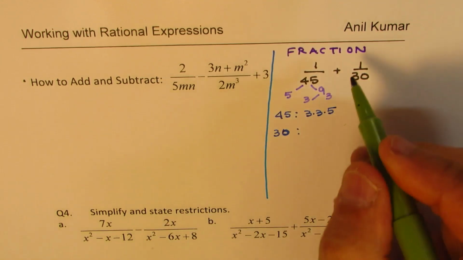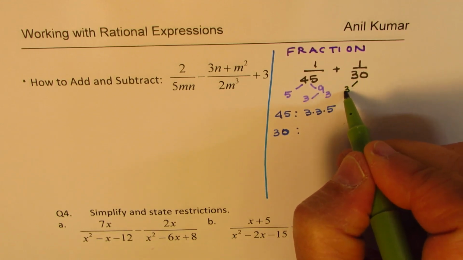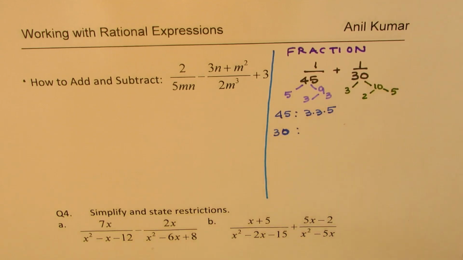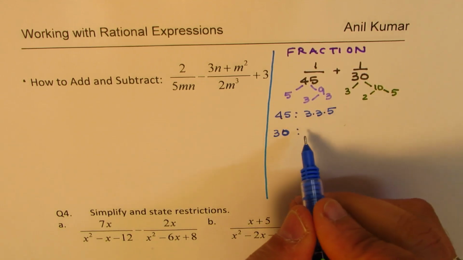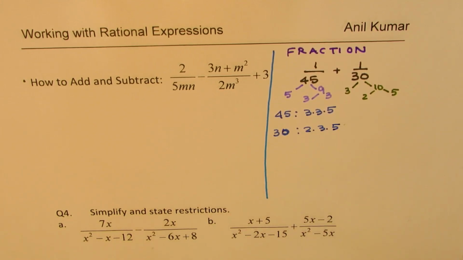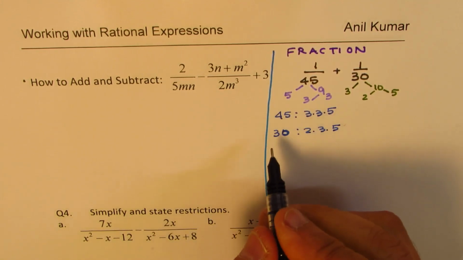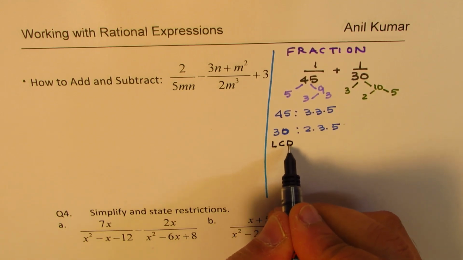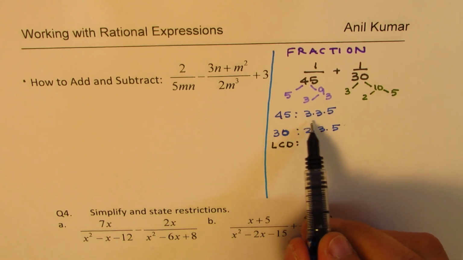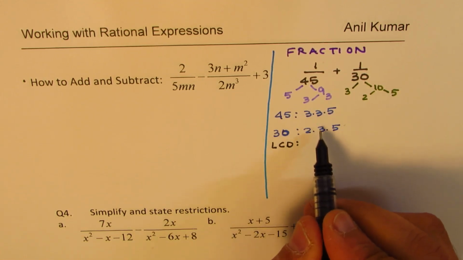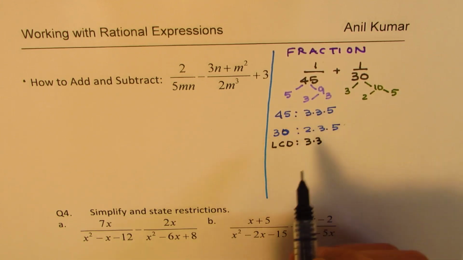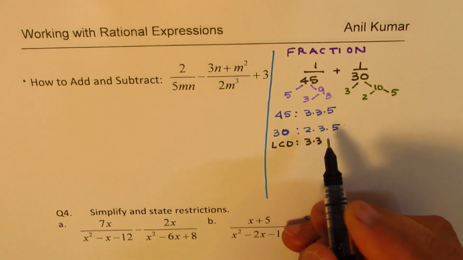Similar operation we'll do for 30 also. We say 30 is 3 times 10, and 10 could be written as 2 times 5. And therefore, I could also write 30 as 2 times 3 times 5. Next operation is to find the lowest common denominator. The lowest common denominator is seen from these factors. As far as 3's are concerned, we have 2 3's in 45. So we use 3 squared, or you can write 3 times 3. And 5, both have 1 5.